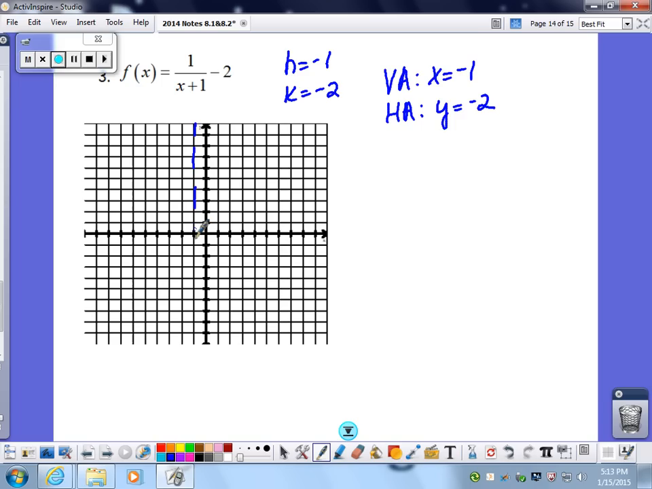So dot in x equals negative 1, y equals negative 2. Almost made a mistake there. Let's get rid of that little errant mark. Here again, parent points. Always come back to those parent points, just like we did before. Negative 2, negative 1, negative 1/2, 0, 1/2, 1, and 2. So negative 1/2, negative 1, negative 2, nothing, 2, 1, and 1/2.